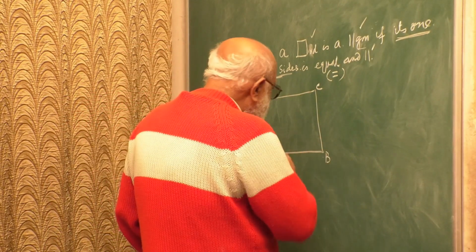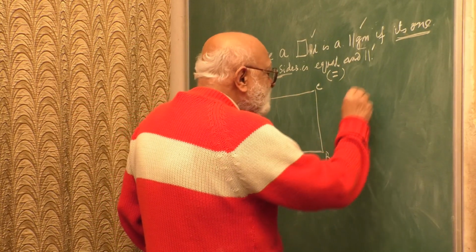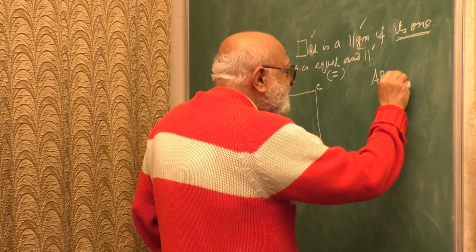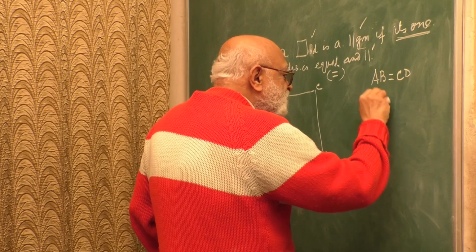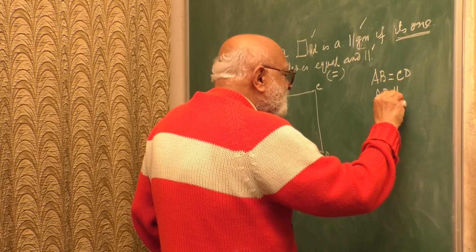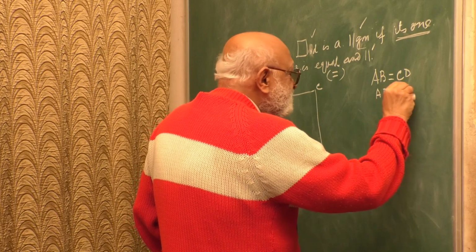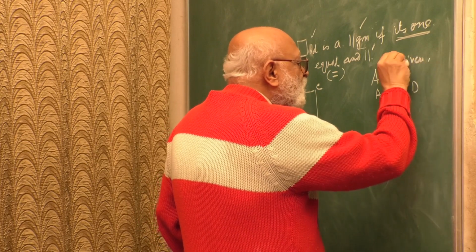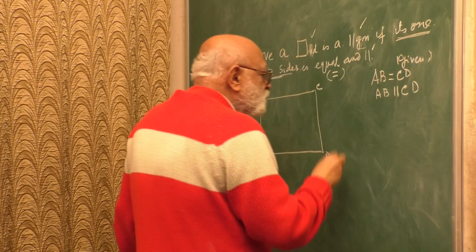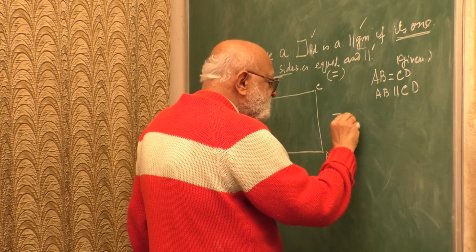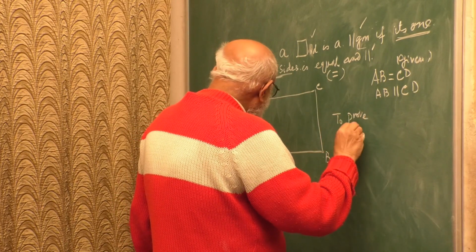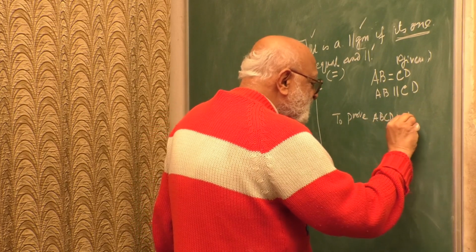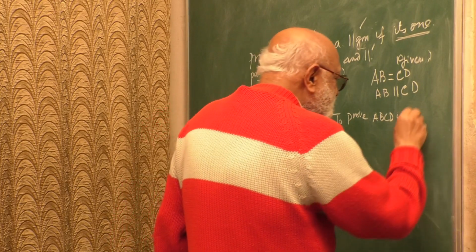Now it says one pair. So which pair do I choose? I can choose any of the two pairs. Let me choose AB. Given AB is equal to CD, and also AB is parallel to CD. These two are given. What I have to prove is ABCD is a parallelogram.